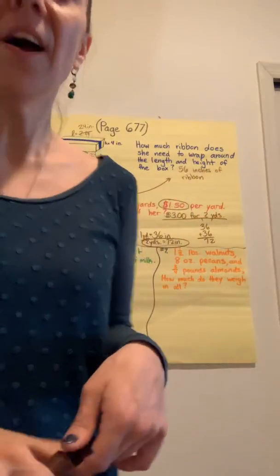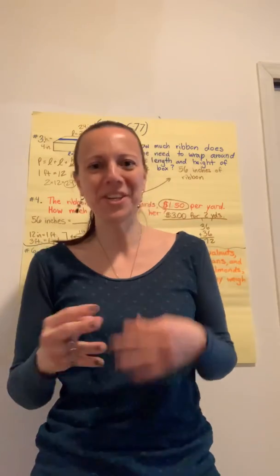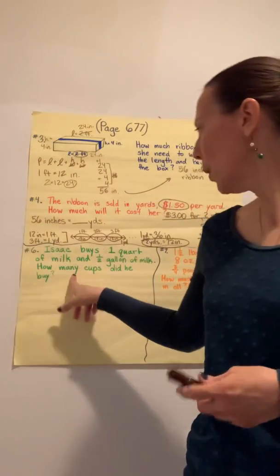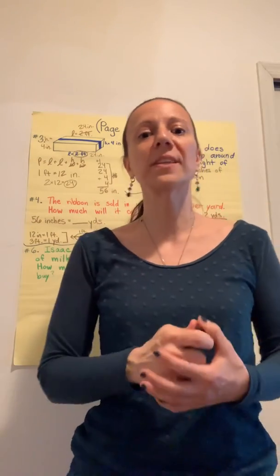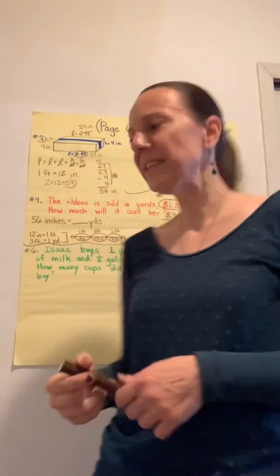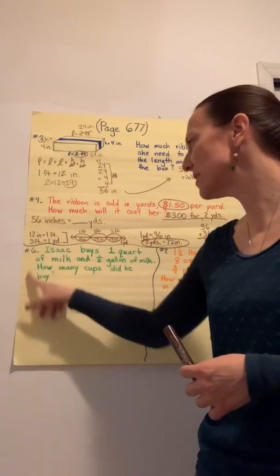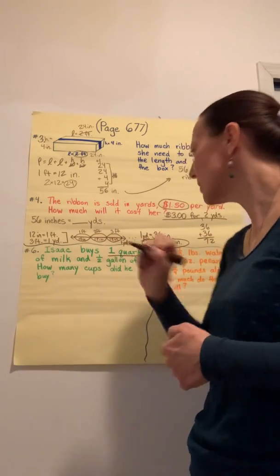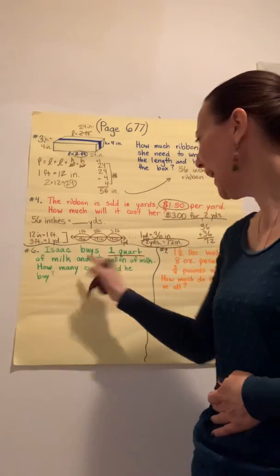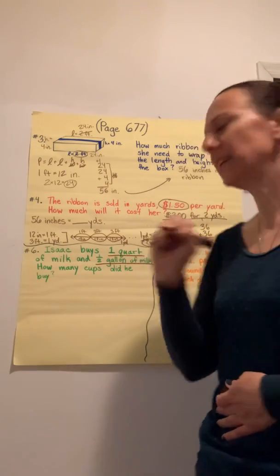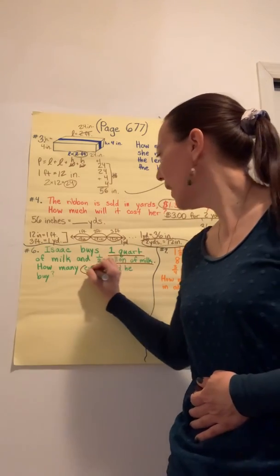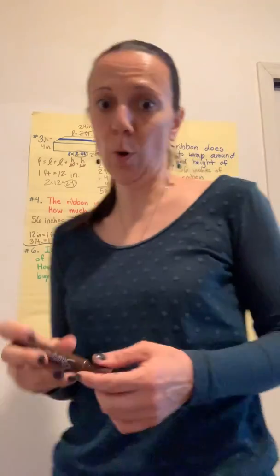Okay. All right, now we're going to change into another kind of problem. Instead of working with length, problem number 6 works with capacity. So I see a whole bunch of different units in this one problem. Isaac buys 1 quart of milk and half a gallon of milk. The problem wants to know how many cups he bought.